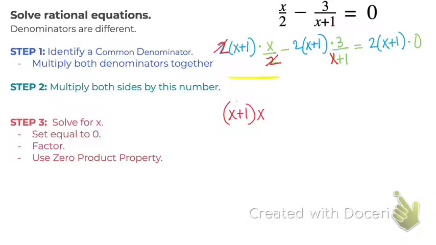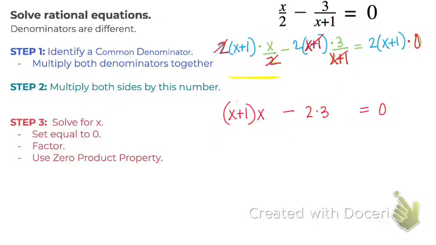And the same for the second one. We have an x plus 1 in the denominator and also in the numerator. So x plus 1 divided by x plus 1 is 1. So we're just left with 2 times 3. And then for the last one, whenever we multiply anything times 0, the answer is 0. So this is what we have.